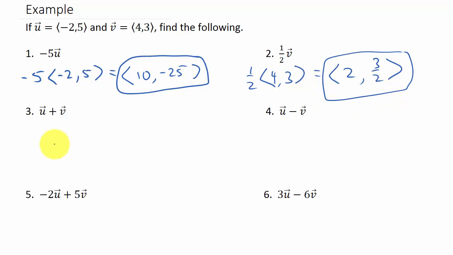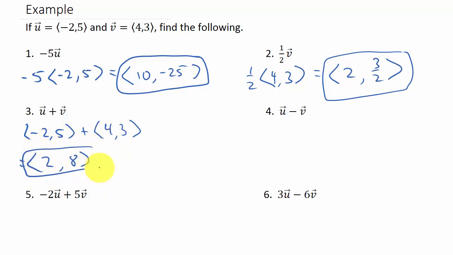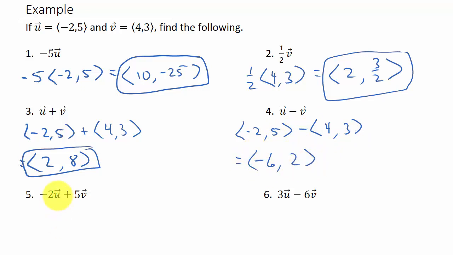And then let's look at adding. So I've got negative 2, 5 plus 4, 3. That's u plus v. So negative 2 plus 4 is 2, and 5 plus 3 is 8. Okay. And now subtracting, I've got negative 2, 5 minus, that's vector u minus vector v, 4, 3. So that's negative 2 minus 4 is negative 6, and 5 minus 3 is 2.